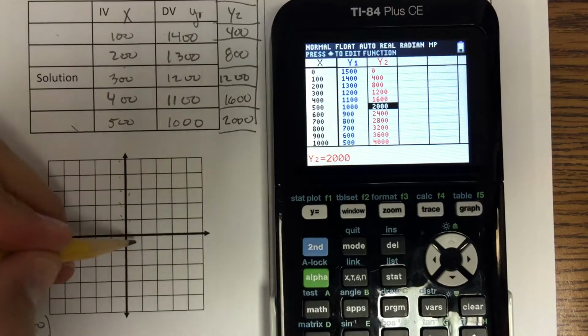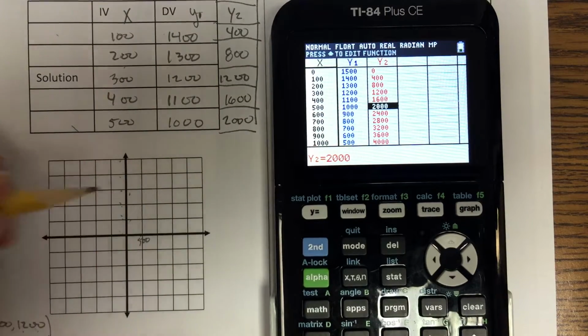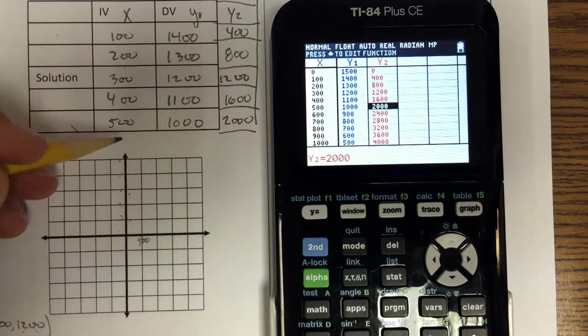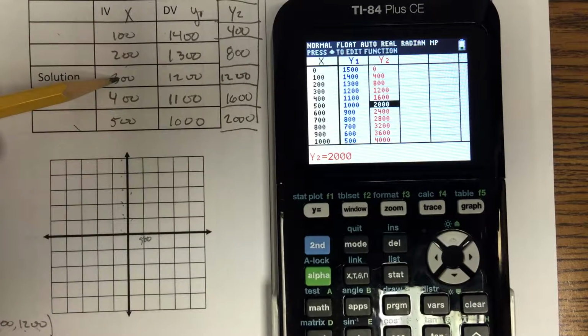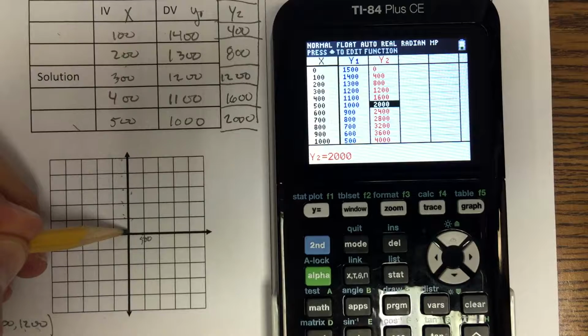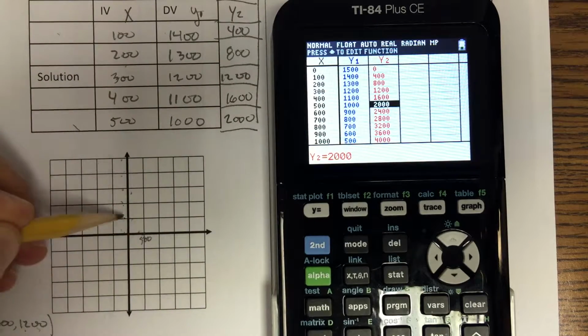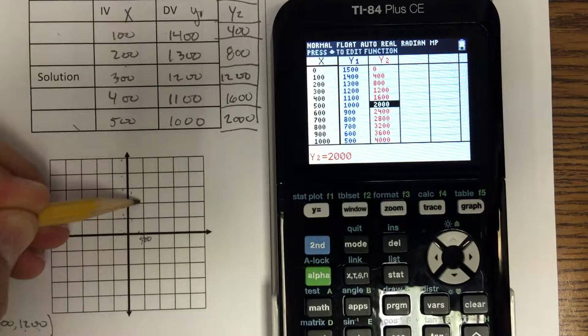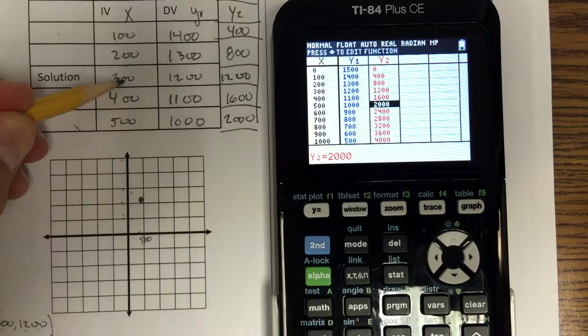Remember, we're still going to go by 500 here. Each one of these lines is going to be 500. Now we just need to plot the points. So we know that our answer is going to be at 300, 1200. So you can guesstimate a little bit. You can estimate 300 is going to be about here. This is 500. 300 is here. 5, 10, 1200 is going to be right in here somewhere. Okay? So that's the first point.